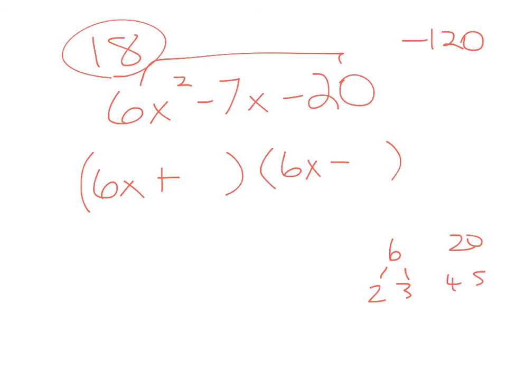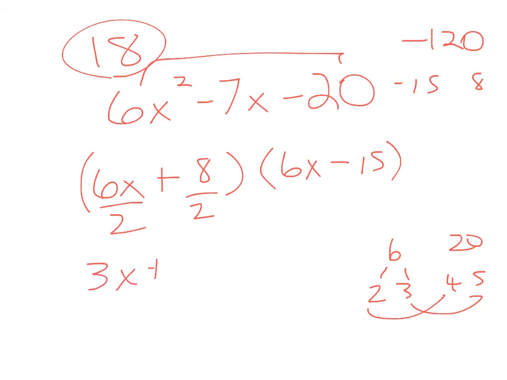And do we have a combination here? Okay, so for this one, I'm going to do 15 and 8, and the 15 is negative. So 15 here, 8 goes here. Divide by 2. 3x plus 4. Over here, divide by 3, and I get 2x minus 5. And again, you should FOIL it, should be able to go back to the beginning, and it will.